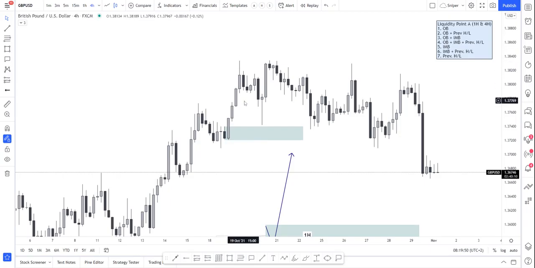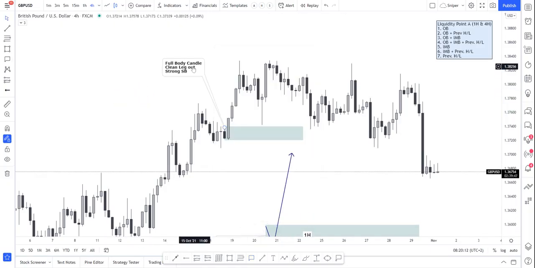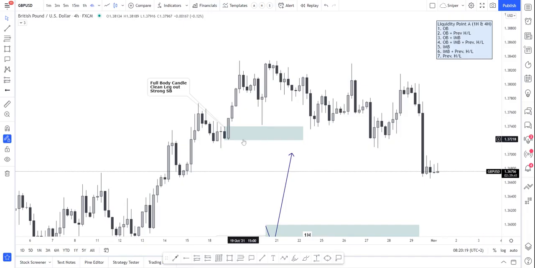So while we're on this, the characteristics or key concepts that I'm looking for when I'm looking for an order block would be the following. It is a full body candle. It doesn't need to be completely full, but that is the ideal. We need a clean leg out and a strong structure break. Those are some of the key elements that I'm looking for when I'm looking for an order block, a zone. And we'll identify and talk about this a bit more now.